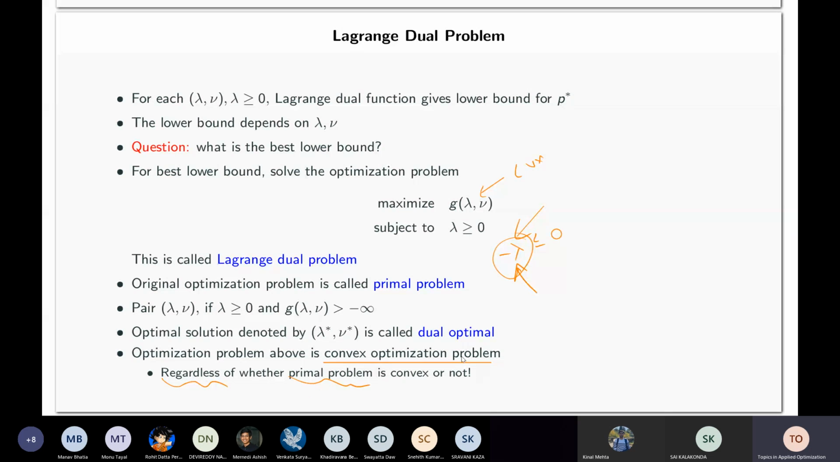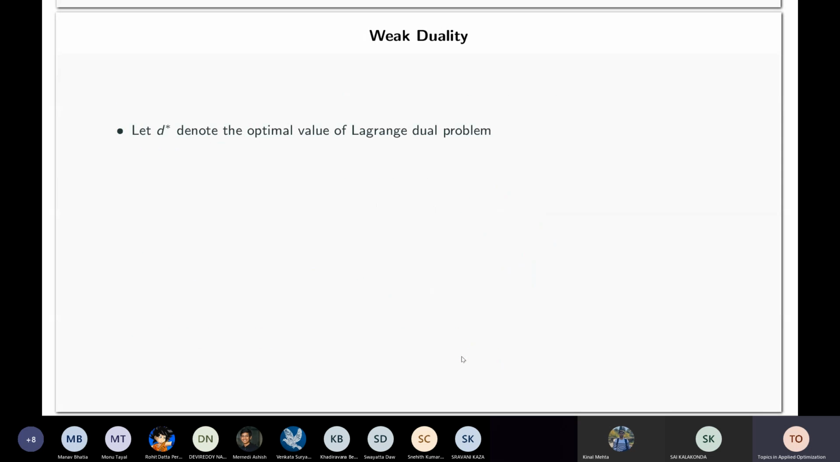Primal problem may be non-convex, so it's very hard to find solutions there. Okay, and then you go to the dual, and then everything is nice. The problem is convex. You can use gradient method, and you are guaranteed to converge. Okay, so these are the good things about the dual problem.